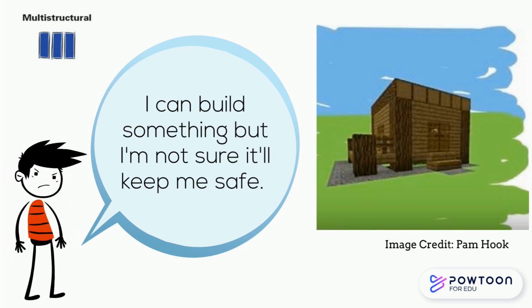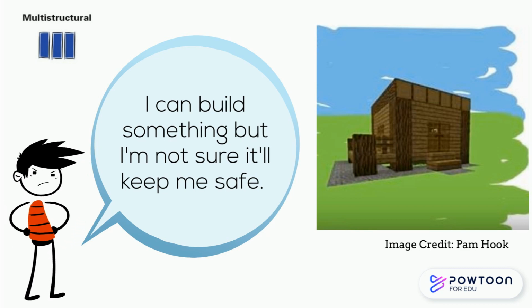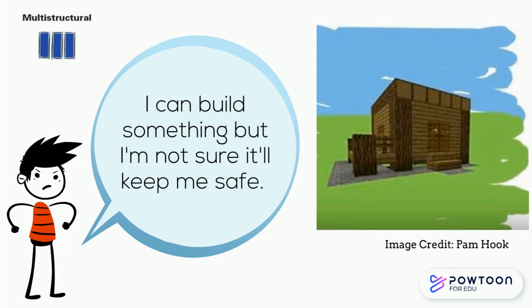Here, students may indicate they can build something, but they are not sure whether it will indeed keep them safe. So they can make a number of connections, but the meta connections between the different ideas are missed, and they don't really grasp the significance of the house as an entire whole. In SOLO terms, students with such responses are said to be at the multi-structural level of understanding.